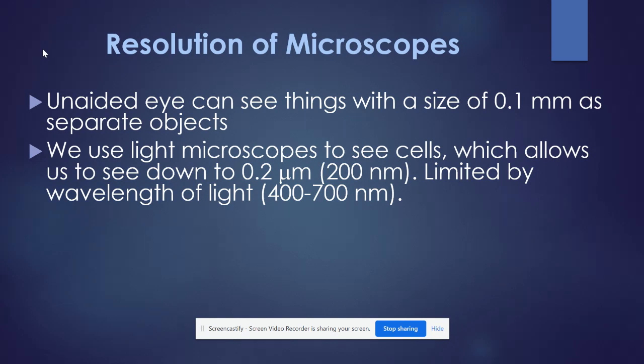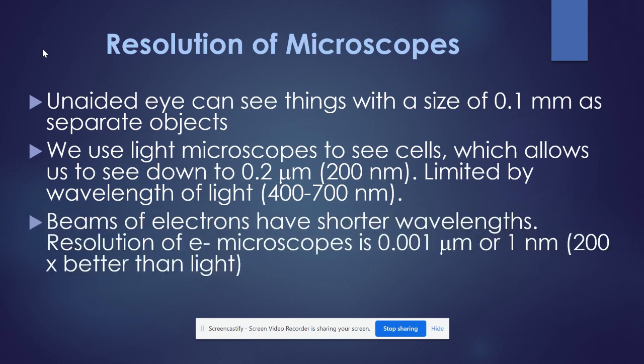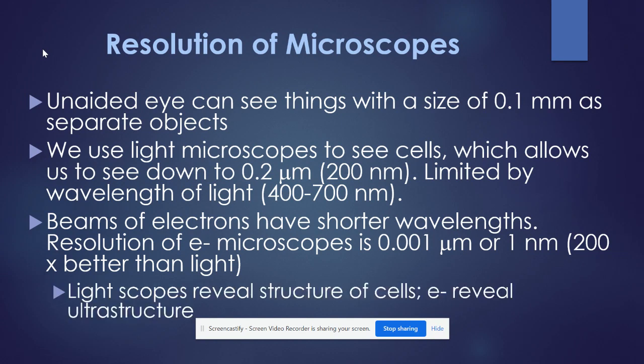And so the common light microscope like we use in lab, its highest magnification is 400x or 400 times. But beams of electrons have a shorter wavelength. The resolution of electron, that e negative, that's my symbol for electron, microscopes is 0.001 micrometer or 1 nanometer. It's 200 times better than a light microscope. So light scopes reveal the structure of cells. Electron microscopes reveal the ultrastructure.